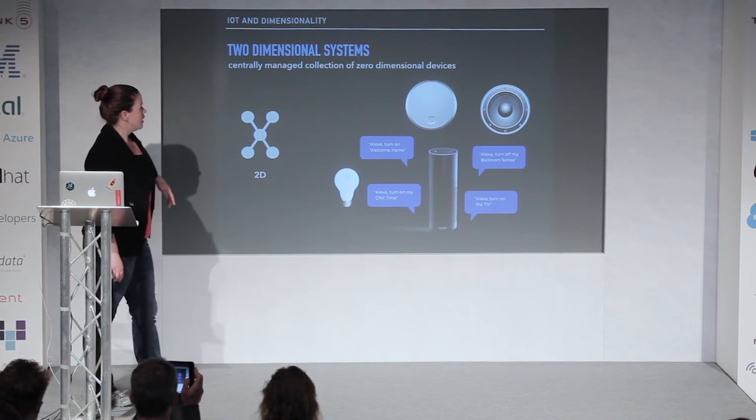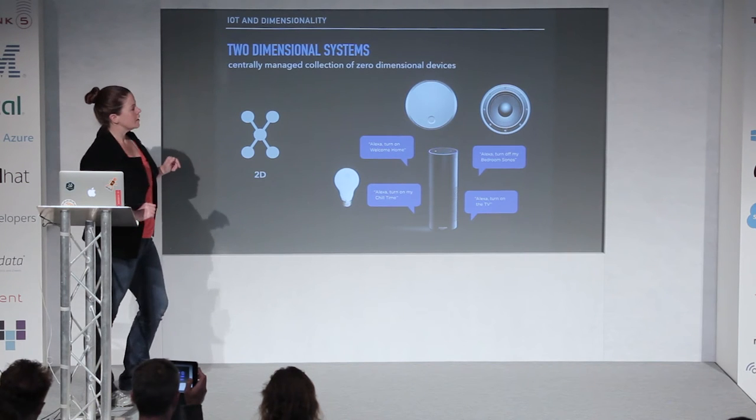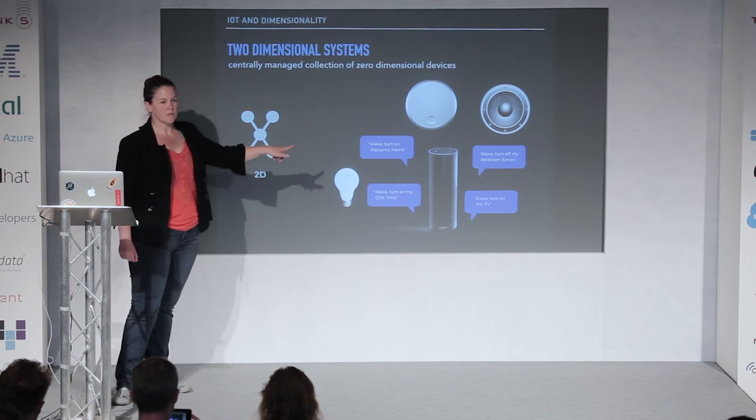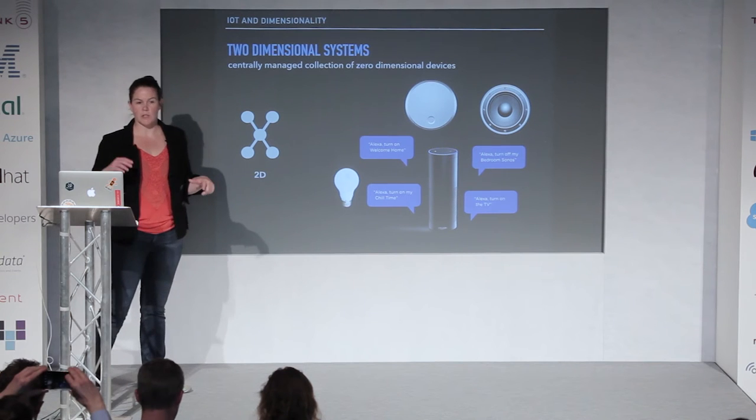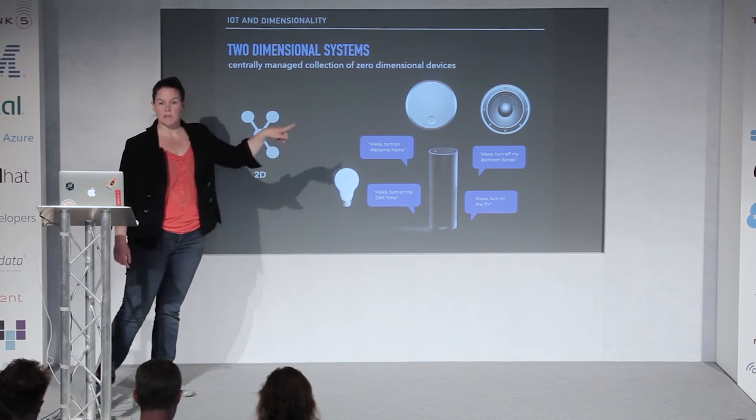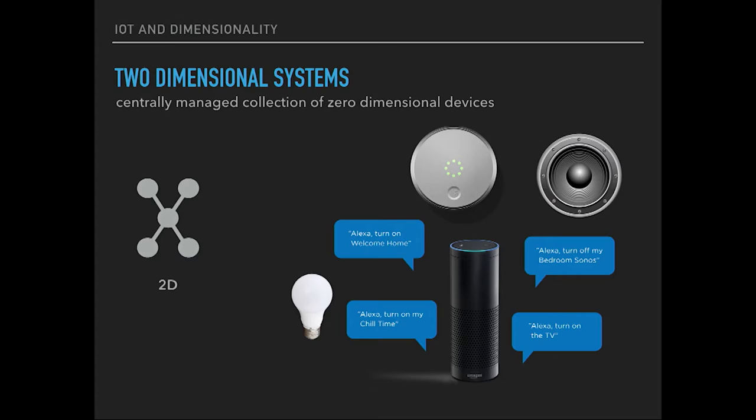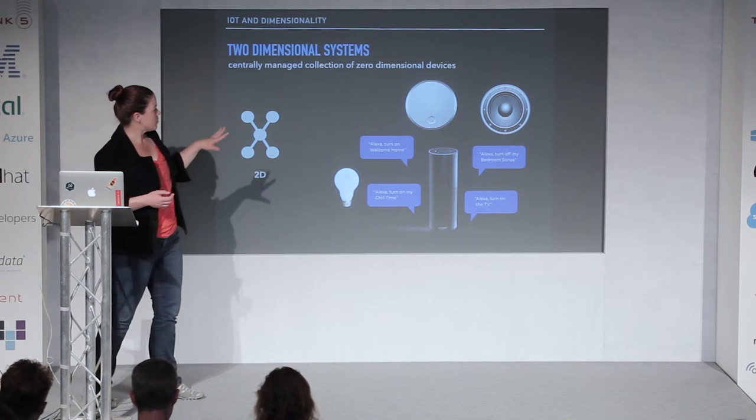Two-dimensional systems, this is where we start getting excited. And that's basically because we have a central gateway where we are collecting lots of information, but there are linear relationships between all of these elements. They themselves may not have complex relationships. I'm not expecting my light bulb and my home lock to interact on a regular basis. However, in a control mechanism around if this, then that, you can create fairly simple, straightforward relationships and processes between them.